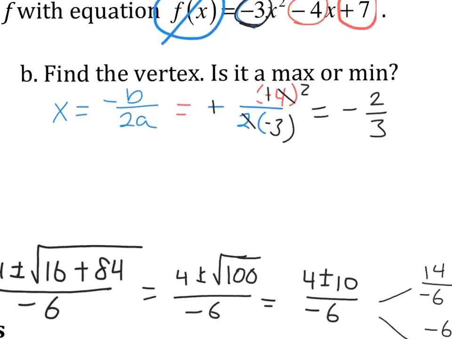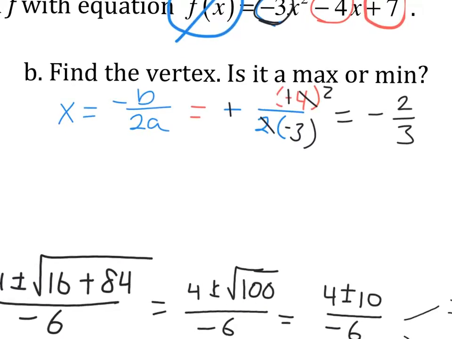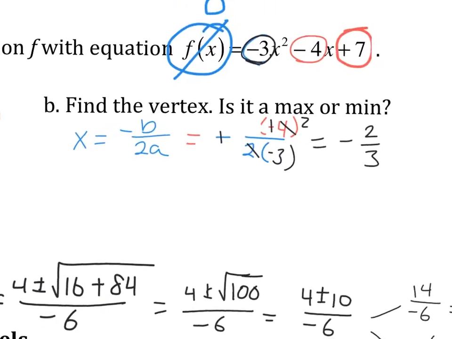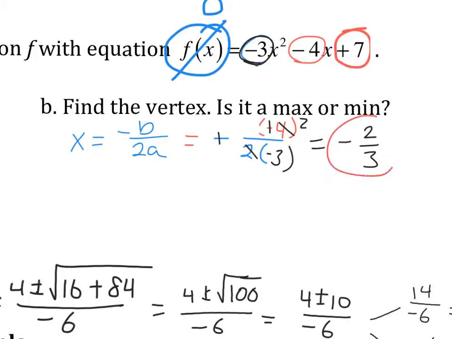Now, in order for us to calculate this, we have to take the negative 2/3 and plug it back into the original problem. This is where things get dicey because we're putting in a fraction, we're squaring it, etc. So I'm going to plug it in and just jump straight to my calculator. This is what it looks like.